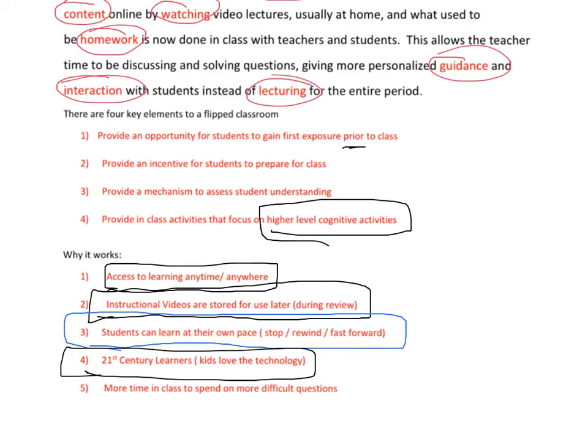And number 5, which is probably the most important part, we have a lot more time in class to spend on more difficult questions. So typically, instead of sending a kid home to work on questions 1 through 10 after I taught a lesson, what I'll do is I'll teach the lesson through the video, and I'll work on questions 1 through 5 with them, and then in class we'll work on 6 through 10 together.